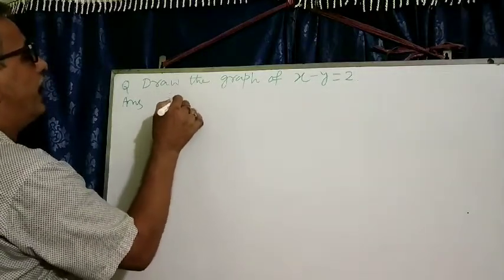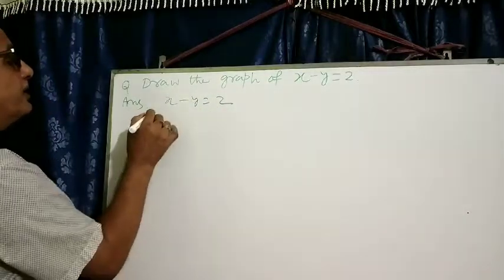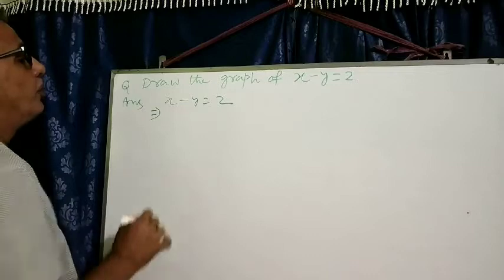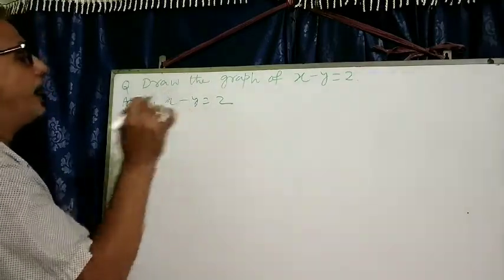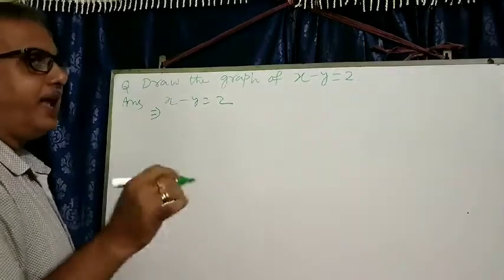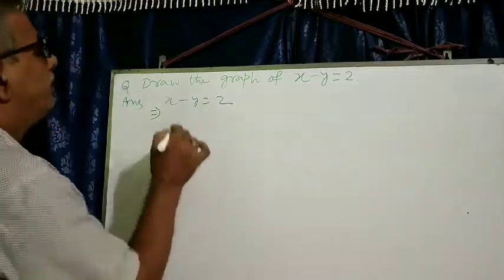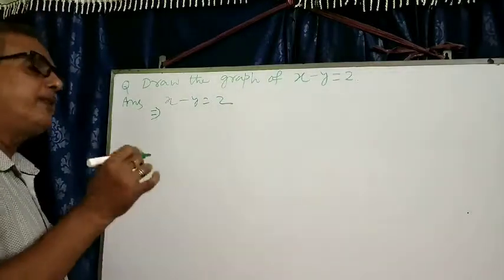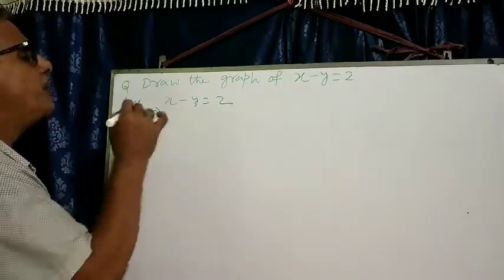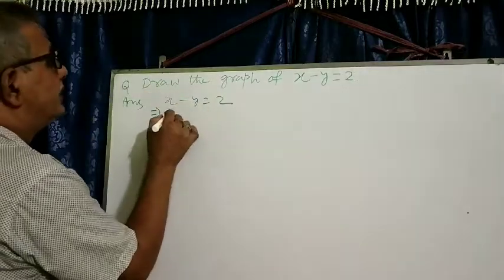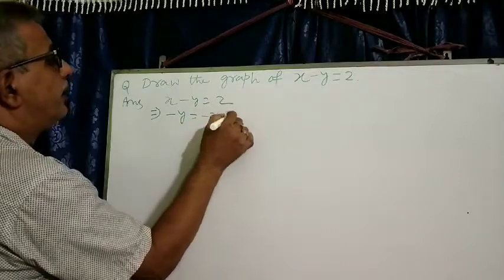Here you see x minus y is equal to 2 is given. Dear friends, I always tell you to keep y on the left hand side and send x to the right hand side, because x is considered to be the independent variable, but y is considered to be the dependent variable. That means the values of y depend on the values of x. So I write like that, minus y is equal to minus x plus 2.